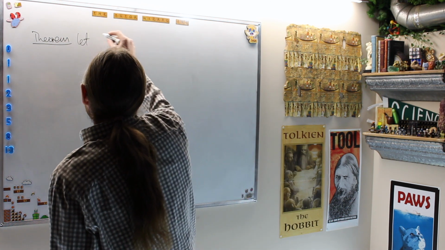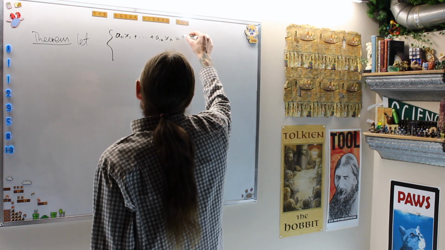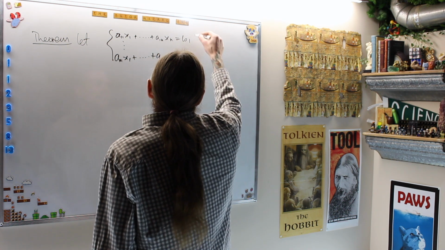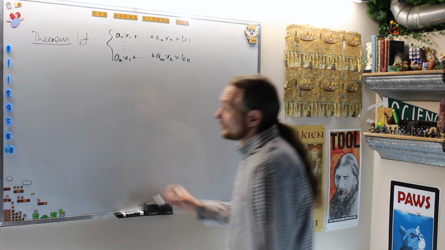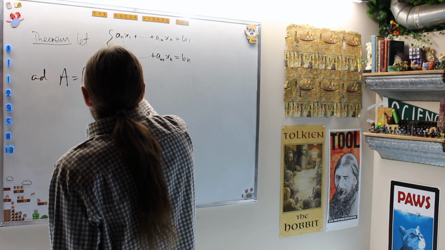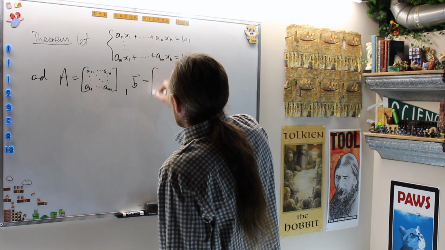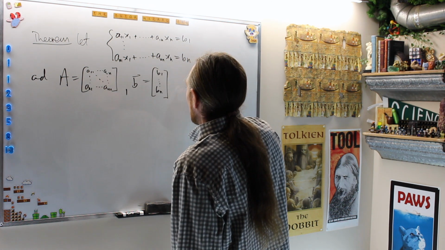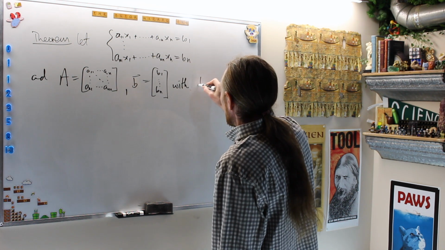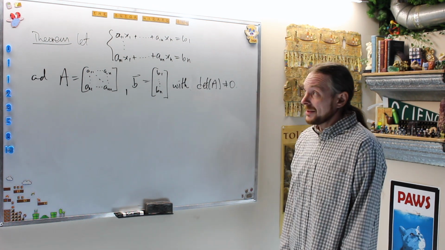Theorem. Let a11 x1 plus dot dot dot plus a1n xn equal b1, down to an1 x1 plus dot dot dot plus ann xn equals bn, be a linear n by n system. And let A equal a11 to a1n, dot dot dot, an1 to ann, be the coefficient matrix, and b equals b1 to bn, with the determinant of A not 0. So I know the inverse exists, but more importantly here I need to divide by the determinant to compute these.